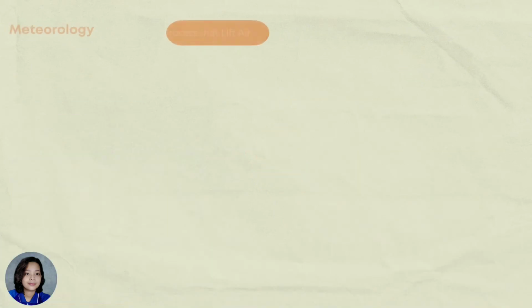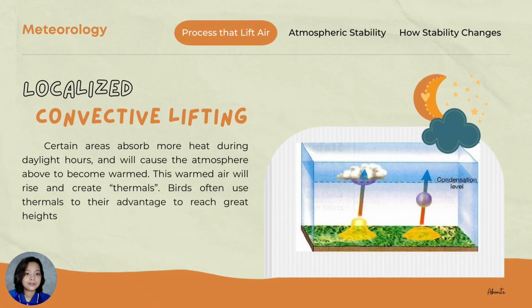Certain areas absorb more heat during daylight hours and will cause the atmosphere above to become warm. This warm air will rise and create thermals. Birds often use thermals to their advantage to reach great heights. Finally, if one surface is heated more than its surroundings, it will be buoyant and will rise in thermals. This localized convective lift may produce summer thunderstorms, but the lift usually isn't strong enough to produce deep clouds.